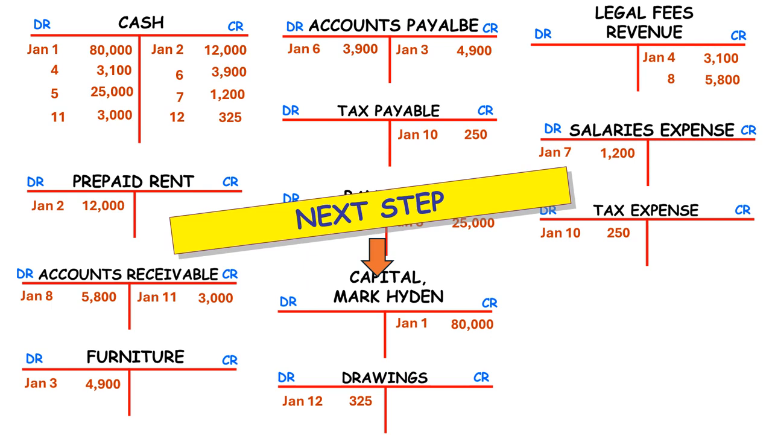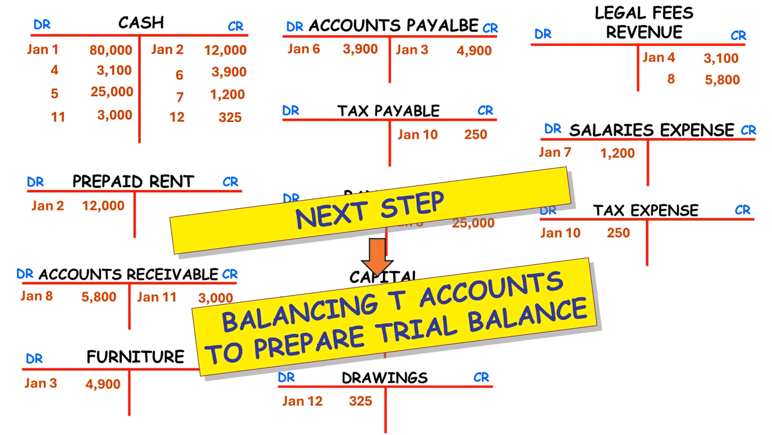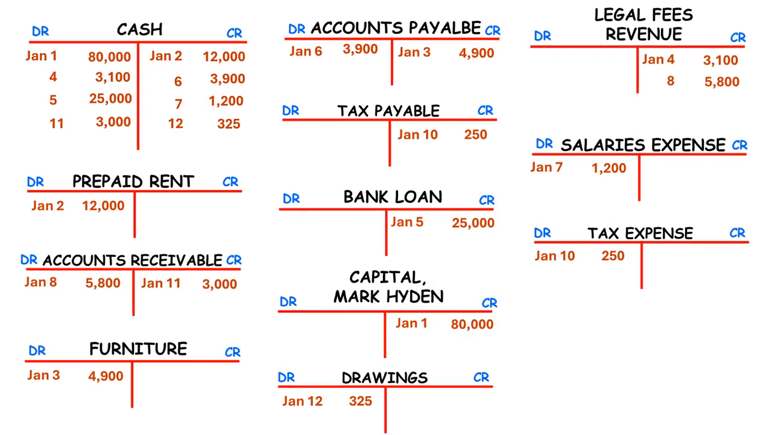Now, when you post the transactions to the ledger, the next step is that we need to balance the T accounts. So all these T accounts or the ledger accounts that you see, we have to balance them so that we can prepare the trial balance, which is our next step. So what does balancing mean? Let's look at the cash account. The first thing you need to do is to draw a line under the amounts in the cash account, and then subtract one side from the other and write the balance on the side which is higher.